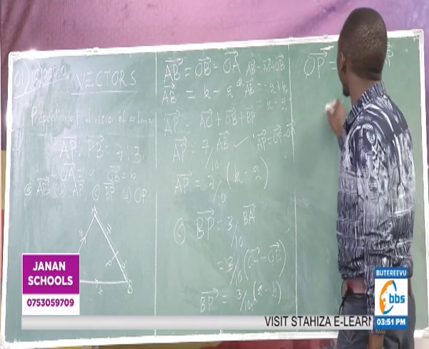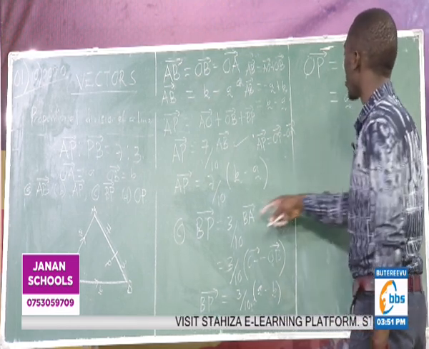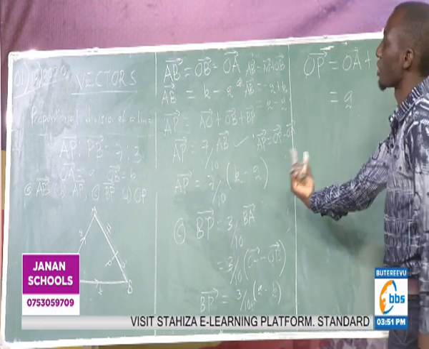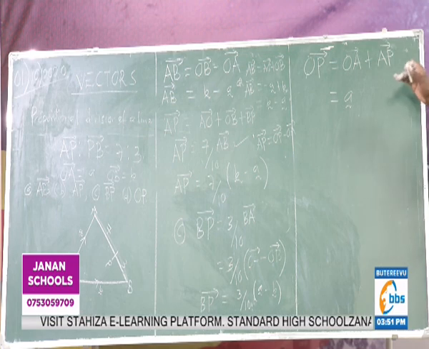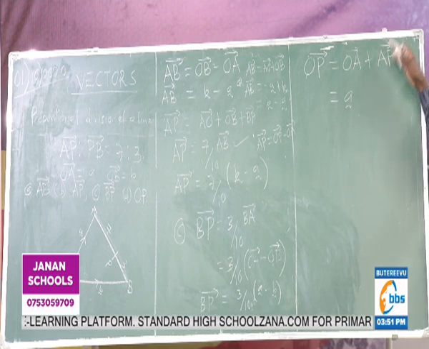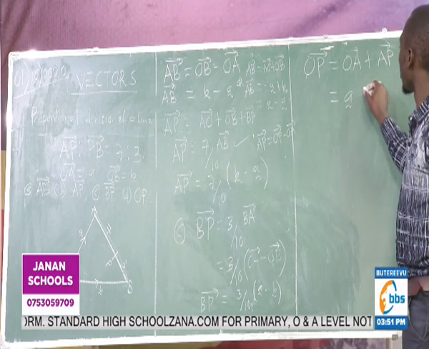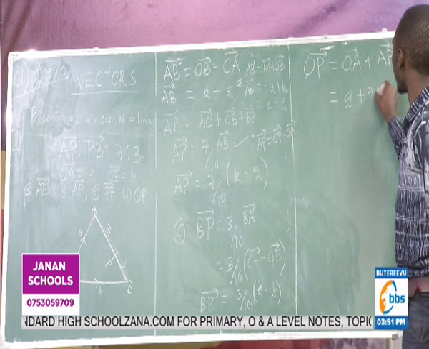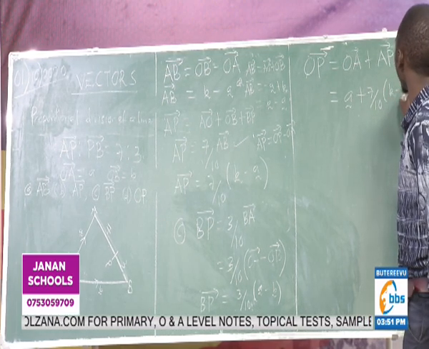So you'll be coming here, you say it's going to be OA, which is A, plus AP. Already I have it here, so don't waste time to get it again. Because when giving marks, we see that you already have it. We don't expect you to come back and go through all the steps. Just pick it and put it here. So I'll be having plus 7 over 10 into B minus A.